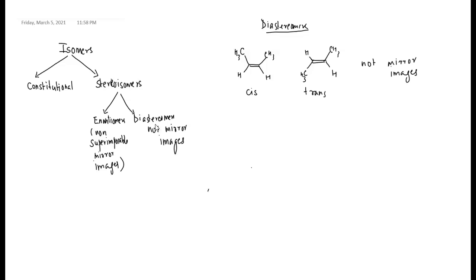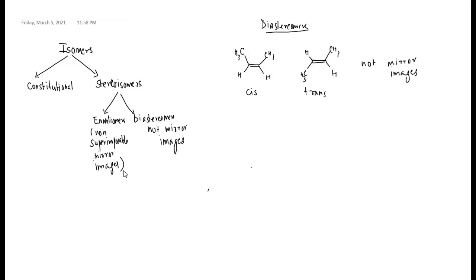Now, diastereomers are isomers which are not mirror images. So, for example, if you take a cis-trans isomer, this is 2-butene, this is a cis isomer and this is a trans isomer, they are stereoisomers, but they are not mirror images of each other. So therefore, they cannot be enantiomers, but they should be what are called diastereomers. Now, the major difference between enantiomers and diastereomers is that enantiomers have the same physical properties. However, diastereomers differ in physical properties.